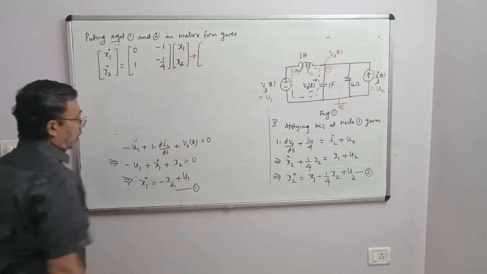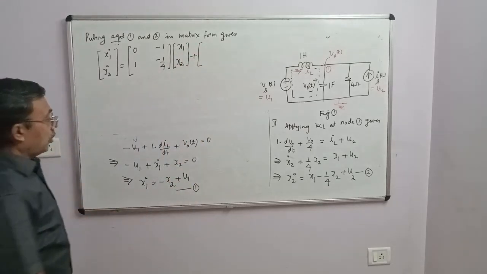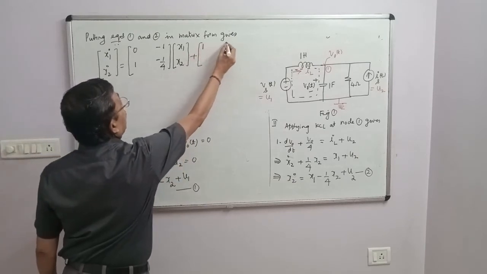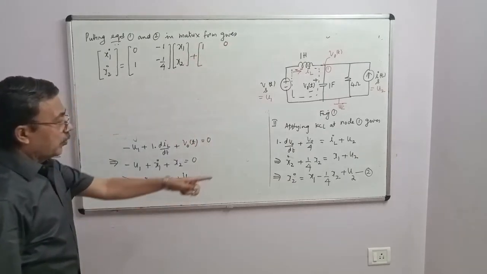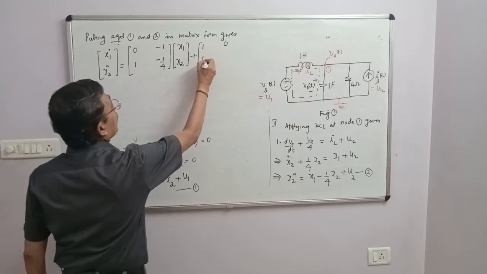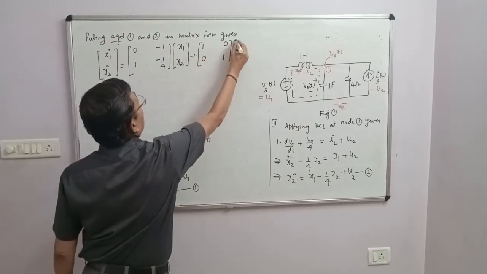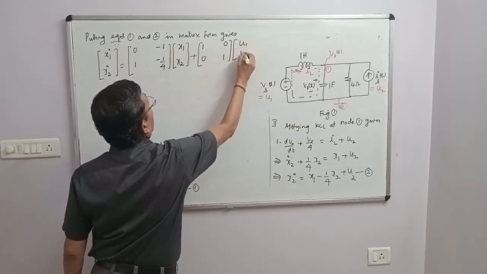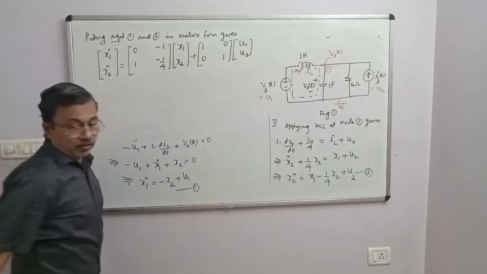Plus, in equation 1, the coefficient of u1 is 1. There is no u2. In equation 2, there is no u1. Coefficient of u2 is 1. Multiplied by the column matrix u1, u2. This is the state equation.